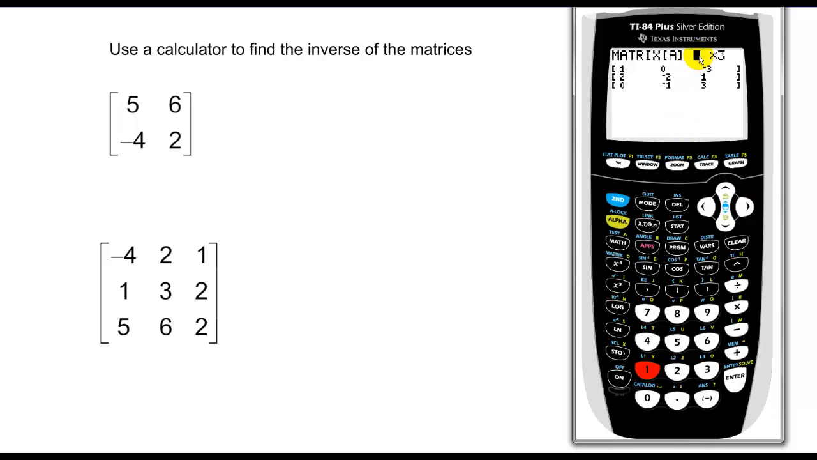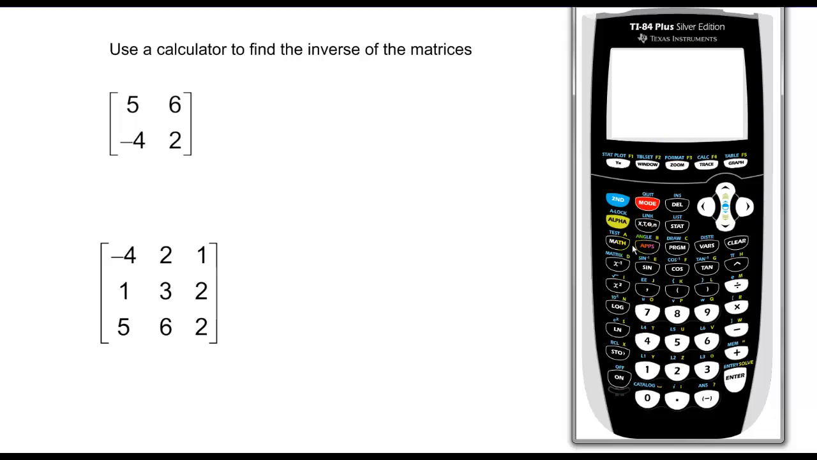And right now matrix A is a 3 by 3, and I want it to be a 2 by 2. So I'm going to type in 2 by 2 and hit enter. Notice it changes the matrix to a 2 by 2, and I type in my elements of 5, 6, -4, and 2. Once that matrix is in, I want to quit, so second, quit, and I go back to my home screen.